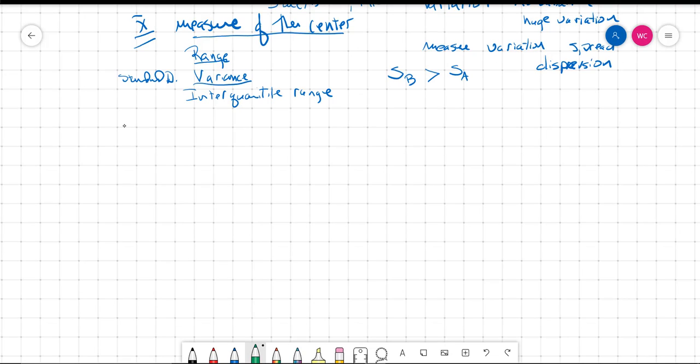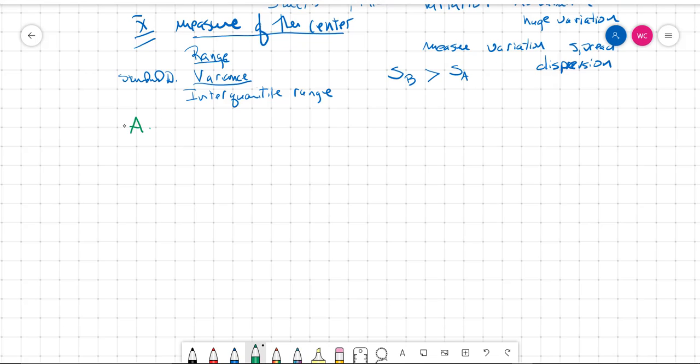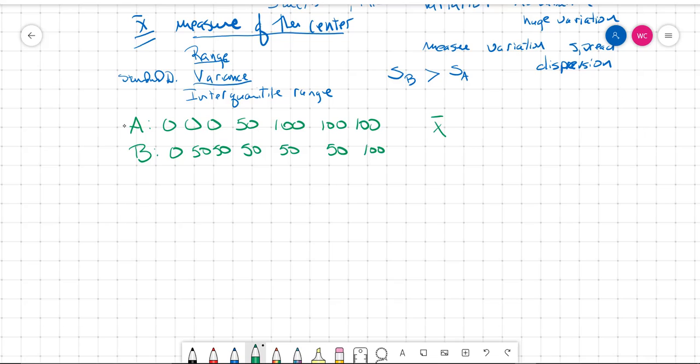Okay, so let's talk about how to measure the variation. Suppose we have two data sets. A looks like this: 0, 0, 0, 50, 100, 100, 100. And let's say B is a different data set: 0, 50, 50, 50, 50, 50, 100. So what is X bar for A? What is X bar for A?